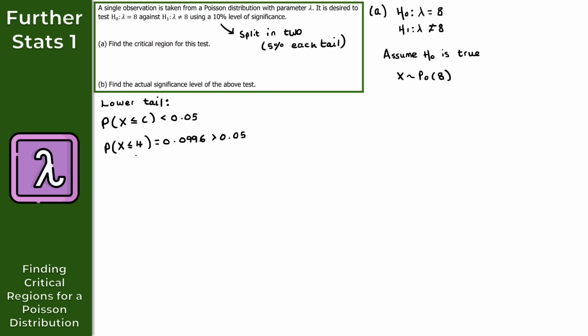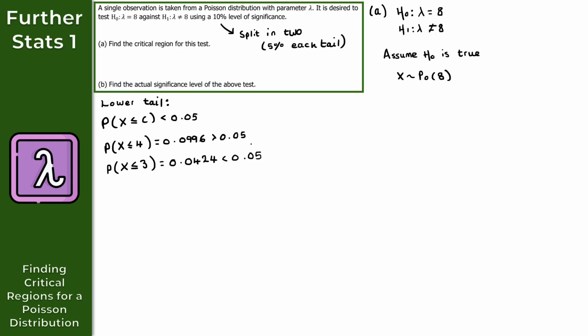So we keep going. Now clearly this would decrease now. So it's going to be x less than or equal to 3. So we need the probability of that. Like so. And again, just use the tables here, or just do it using your calculator. Either way, you should get 0.0424. And clearly this time now, this probability here is less than 0.05.